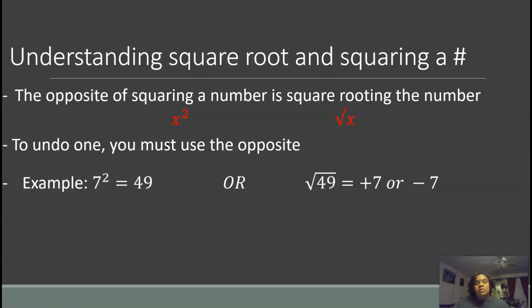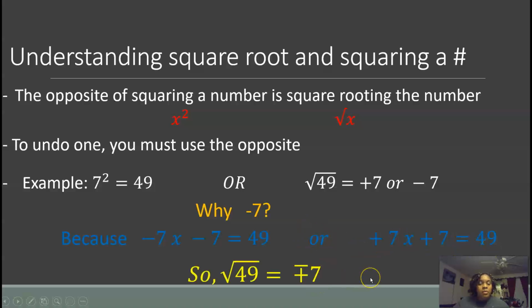However, we also know positive 7 times positive 7 is 49, or negative 7 times negative 7 is 49. Why negative 7? Because negative 7 times negative 7 is 49, and positive 7 times positive 7 is 49. So what does that mean? That means the square root of 49 is actually negative or positive 7. This notation here is very important.